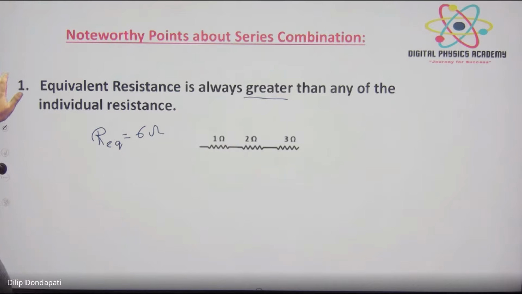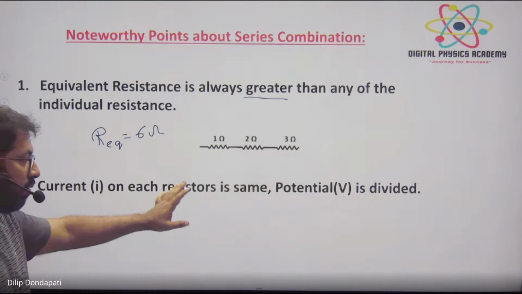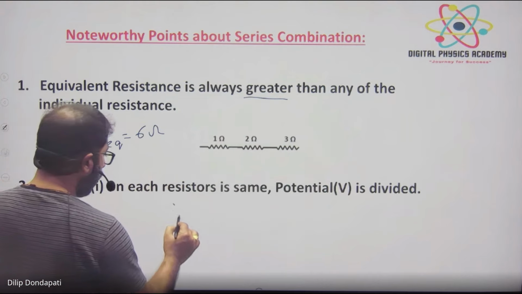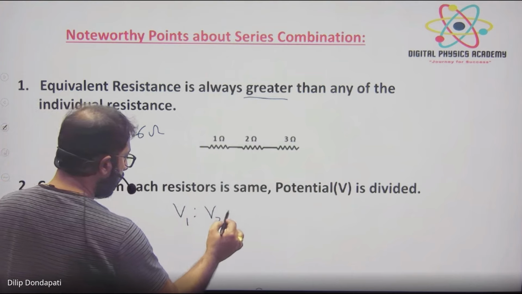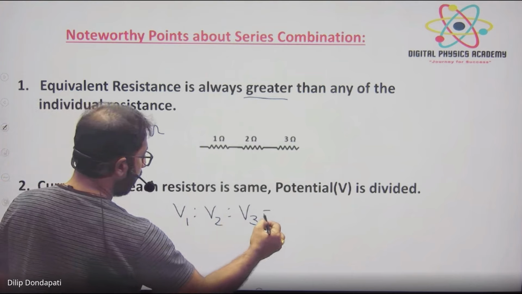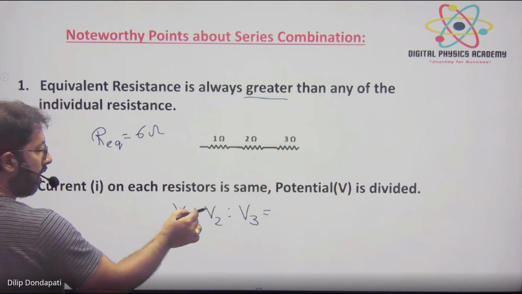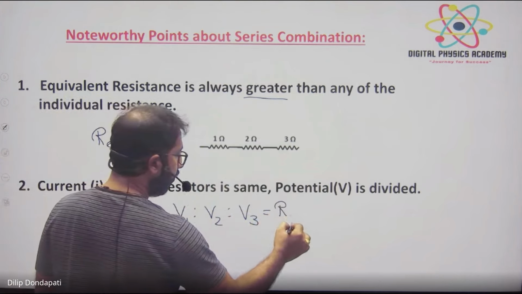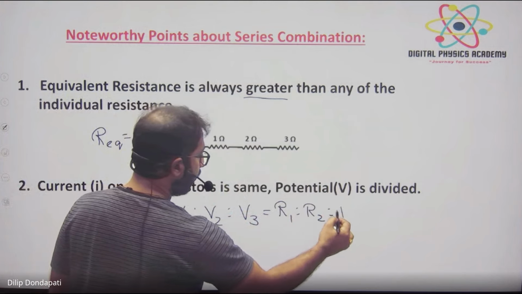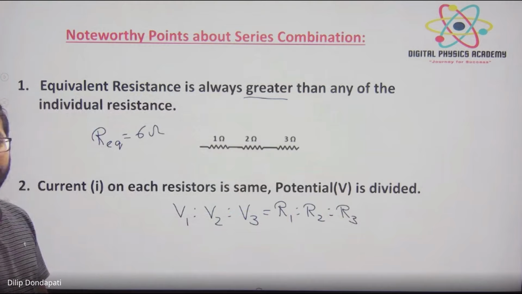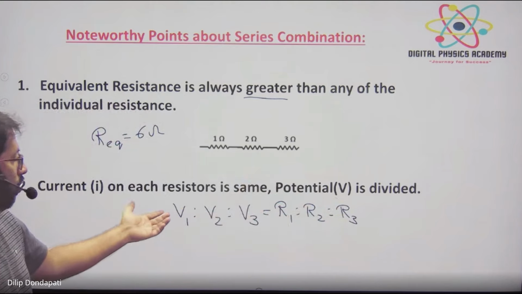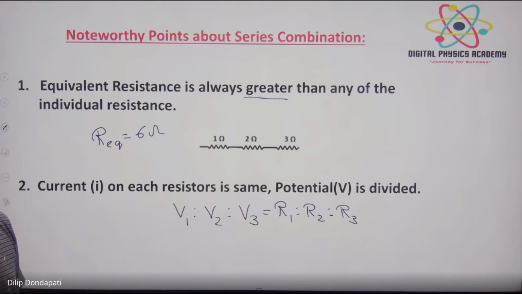Next. Current in each resistor is the same, potential is divided. We know this one, right? Potential is divided. Can you tell me the ratio of V1 to V2 to V3 in the circuit? V1 is nothing but I into R1, I into R2, I into R3. I gets cancelled. R1 is to R2 is to R3. So sometimes in a circuit the resistances will be given and you will be asked to find the voltage ratio. So simply the ratio V1 to V2 to V3 is directly R1 to R2 to R3.